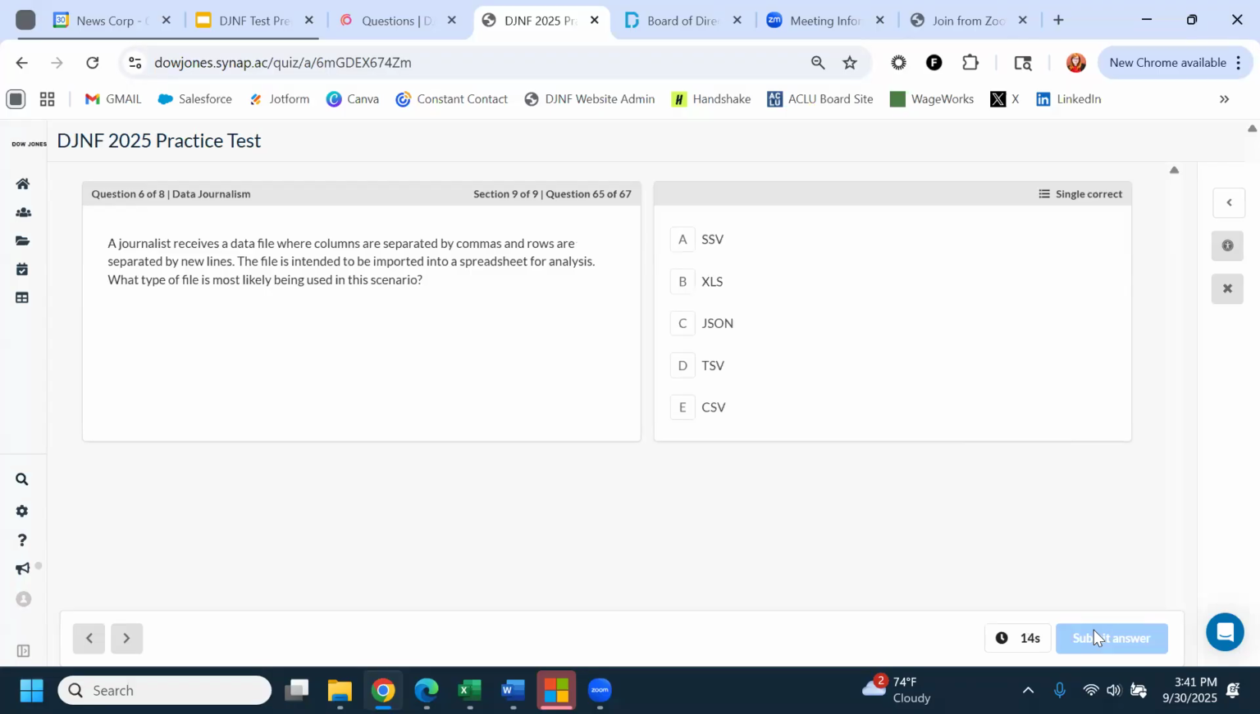So which one of those is a comma separated value? Just gave it away. It's a CSV file.